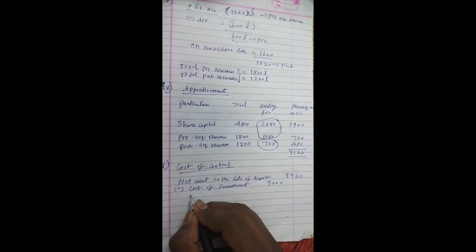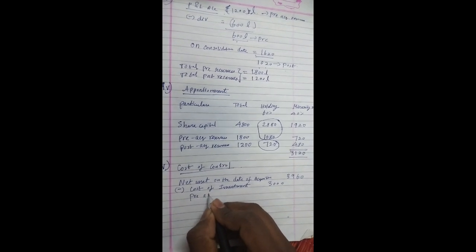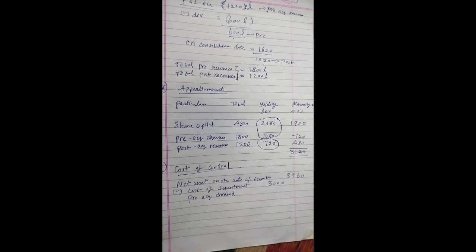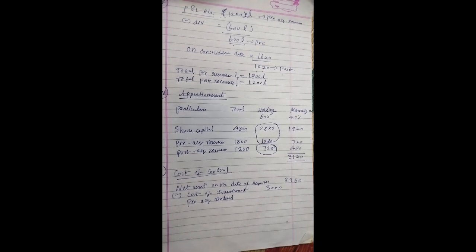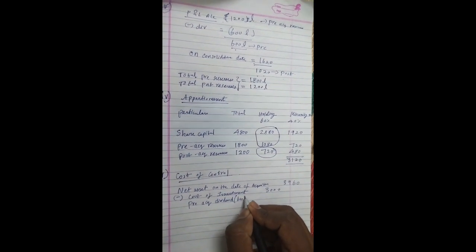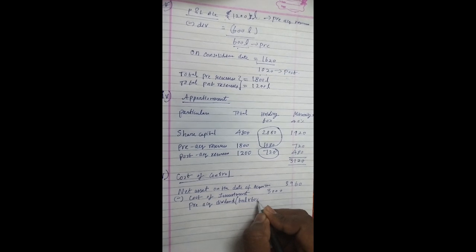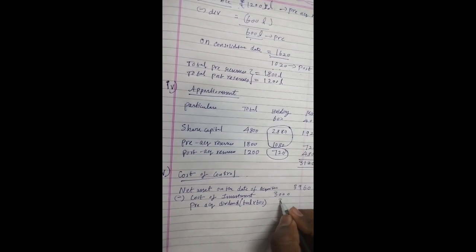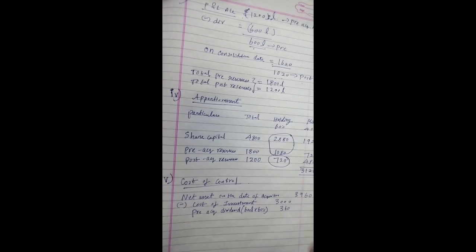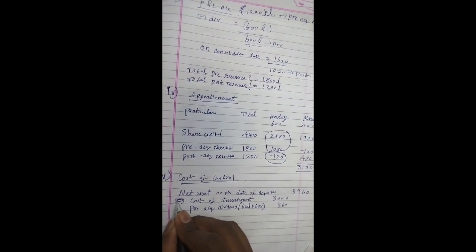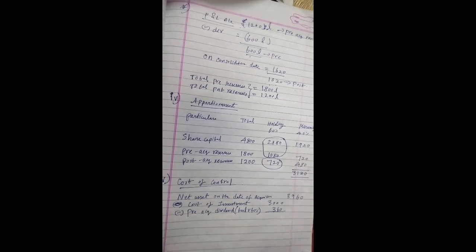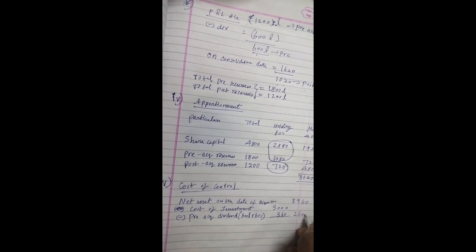And there is pre-acquisition dividend. How much? We already calculated the dividend is 600 lakh. Out of 600 lakh, only 60% pertains to the holding company, so 360. Sorry, we need to minus this from cost of investment. So 2,640.